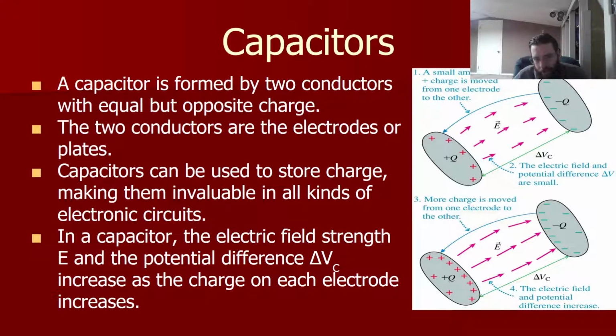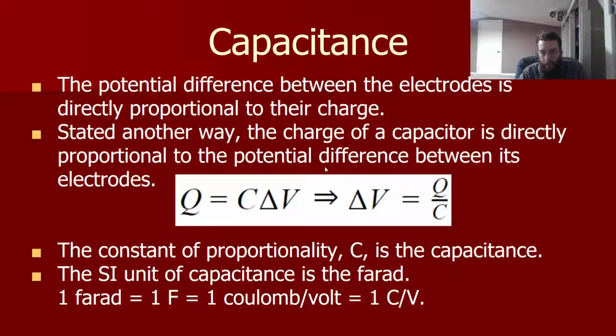As it says here, the electric field strength, E, and the potential difference, delta V sub C, increase as the charge increases on each electrode. So you put more charge, you get more electric field, which also gives you more potential difference. And just like there was a special formula for the uniform electric field, there's a special formula for the potential difference. Notice this potential difference is the difference between the two electrodes. Theoretically you could calculate a voltage for each electrode individually and then subtract the two to get this potential difference. But that's what's happening here.